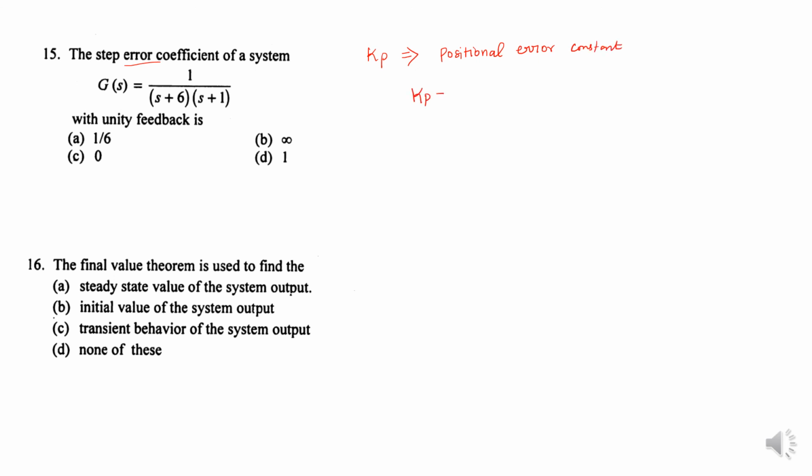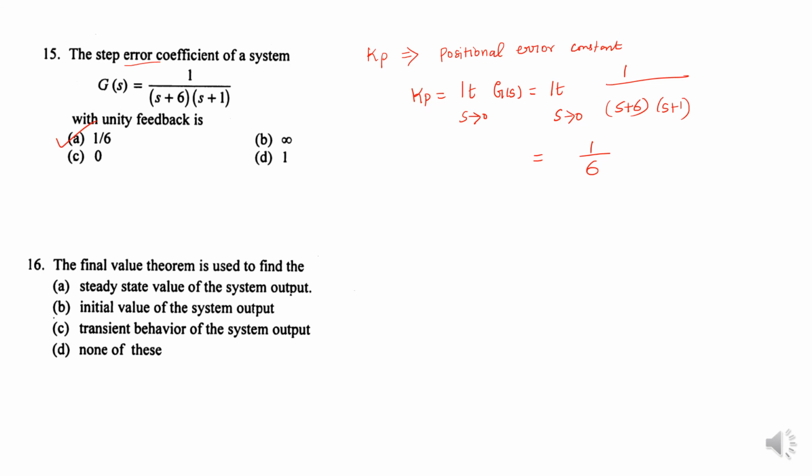Kp, the formula is limit S tends to 0 of G of S. So limit S tends to 0, G of S is given as 1 by S plus 6 into S plus 1. Have to put the value 0 here. I'll get the answer 1 by 6. So option A is the correct answer.